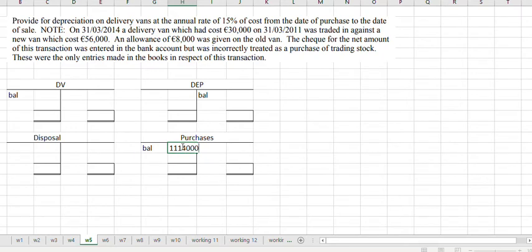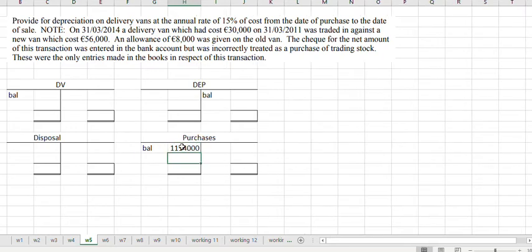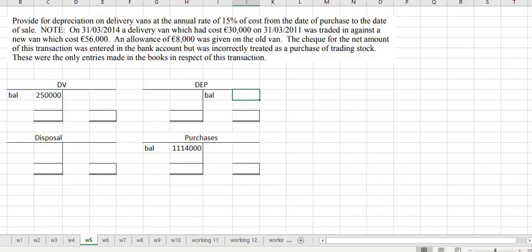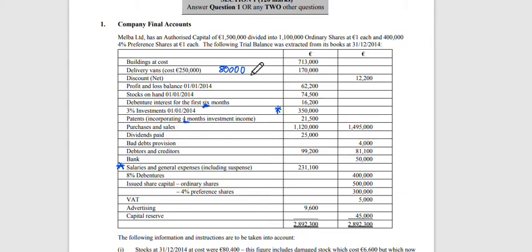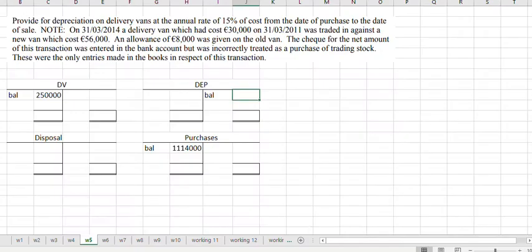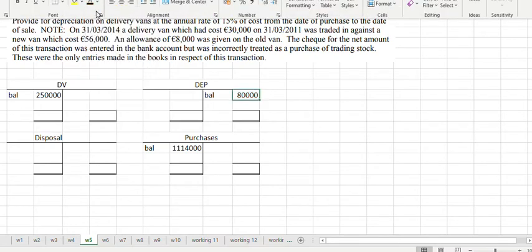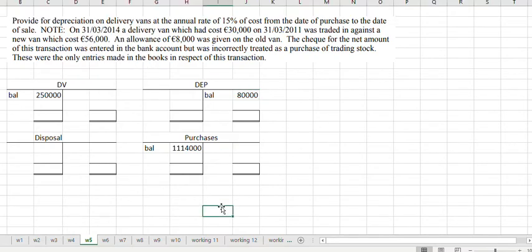111,400. Okay. We go to the trial balance for delivery vans, 250,000. And I made a note at the beginning, the depreciation is up here, 80,000. Okay, I don't want that in red. So from here, we're going to go through step by step what we do.